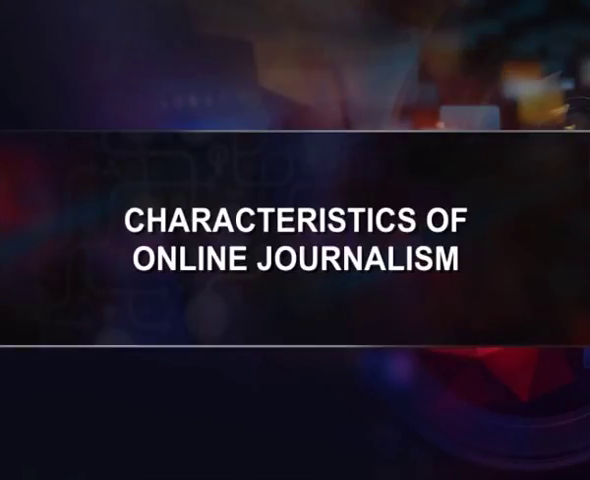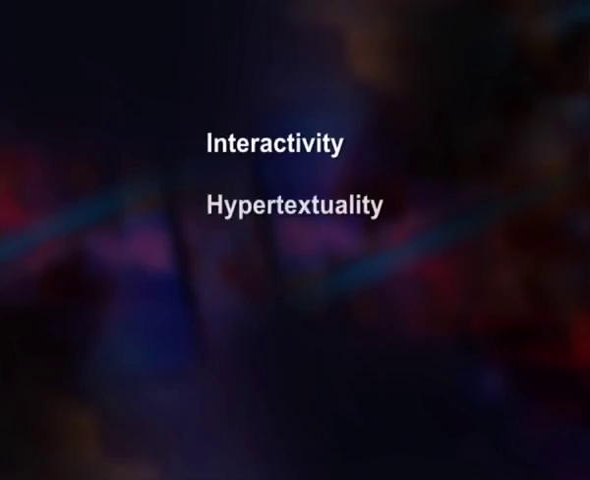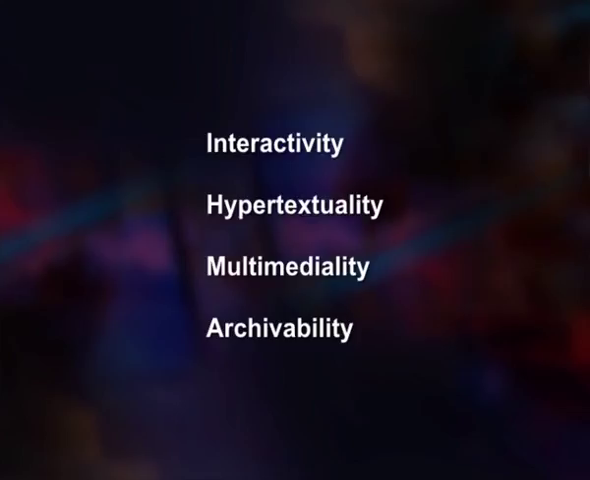Let's discuss the characteristics of online journalism which make it possible to have anytime, anywhere production and consumption of news. Characteristics of online journalism. Online journalism utilizes the four key characteristics of the networked computer environment it operates in. They are interactivity, hypertextuality, multimediality, and archivability. In this module, we will discuss each of them in detail.